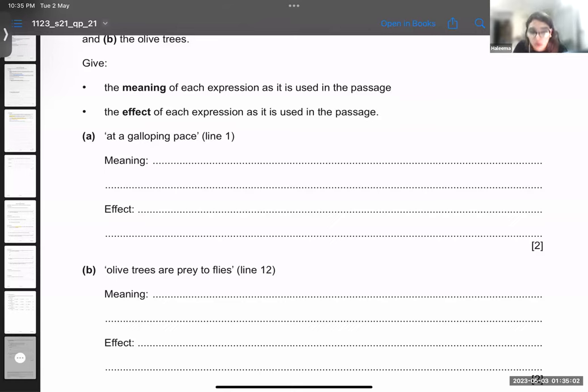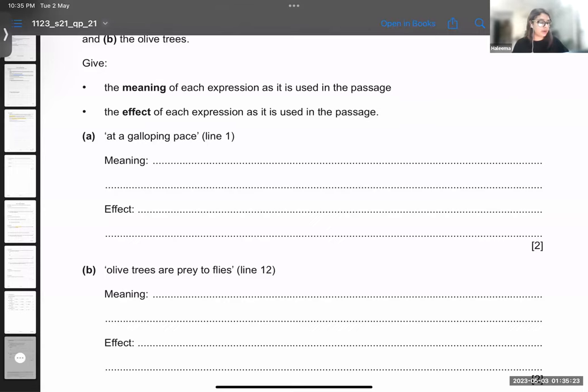So for effect, you'll talk about how in this case, they're talking about summer as something that is unstoppable, or something that is coming too fast, or something that has given them little or no time to prepare. All right. So all of these statements could be used to describe the effect the author is trying to create.